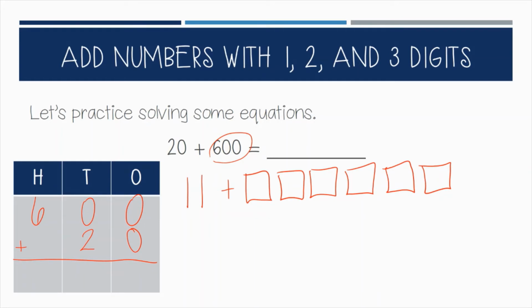Do I have any ones? I don't. Now, do I have any tens? I do. I have 2 tens. And how many hundreds do I have? That's right, 6. So 620 is the answer to 20 plus 600.